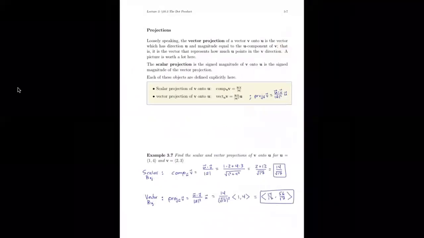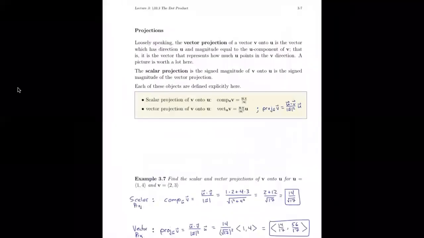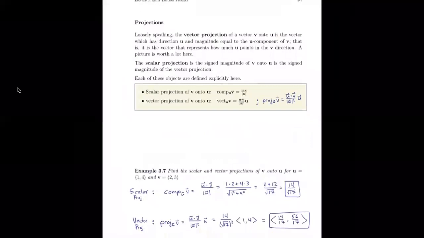So vector projections. We have vector projection and scalar projection. Scalar projection is essentially the magnitude of a vector pointing in another vector's direction. So how much of a vector's magnitude aligns with another vector? Or in other words, if we were to draw the projection vector of one vector onto another, what is the length of that? Okay, and that's denoted by this comp of v onto u. So the scalar projection of v onto u.